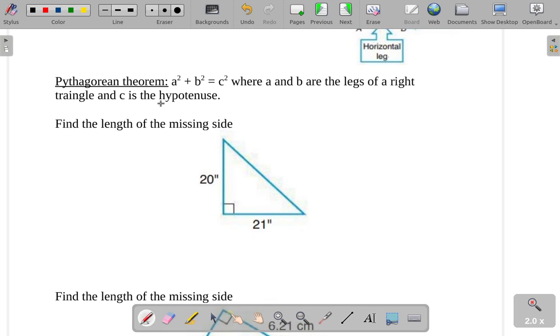Also, the Pythagorean theorem says that if A and B are the lengths of the legs, and C is the length of the hypotenuse, then this formula is true with a right triangle: A squared plus B squared equals C squared.